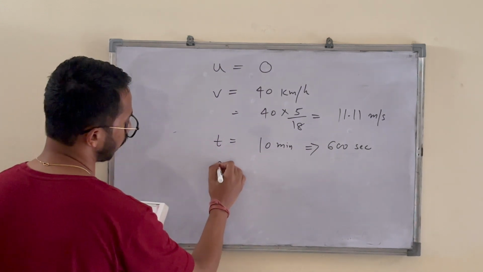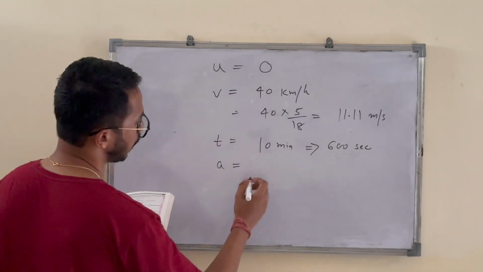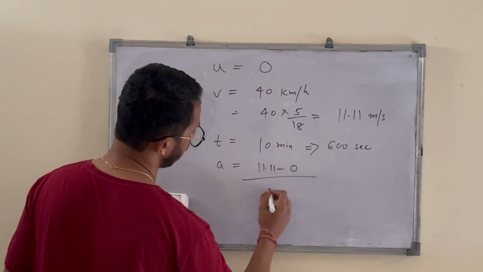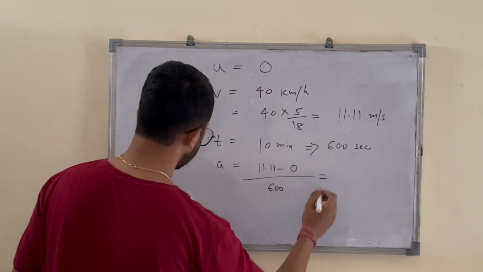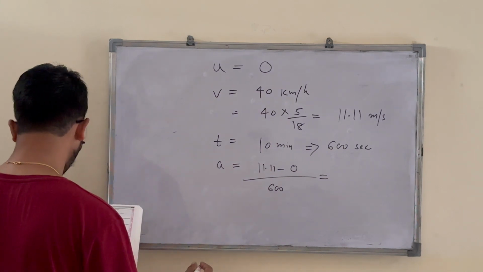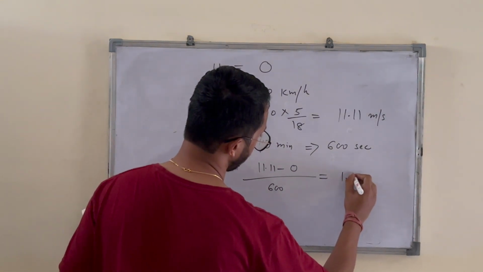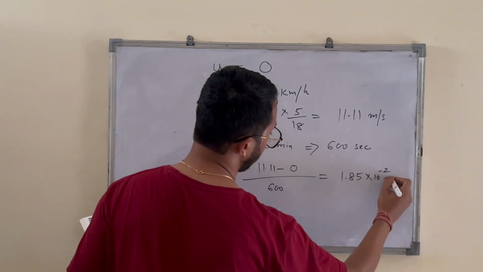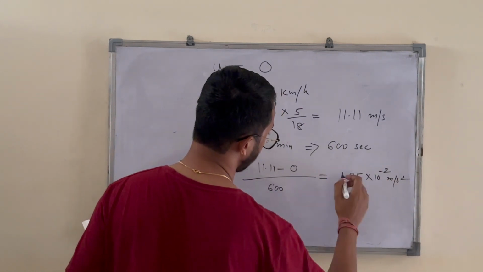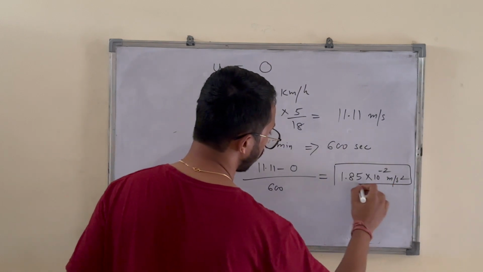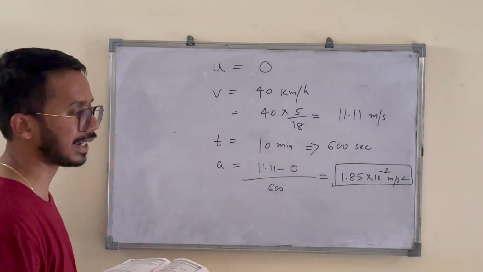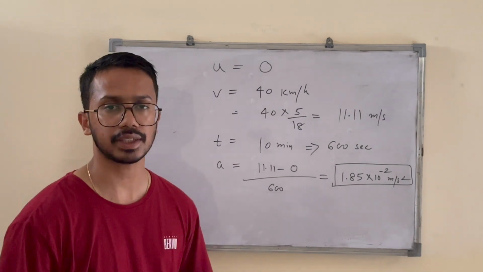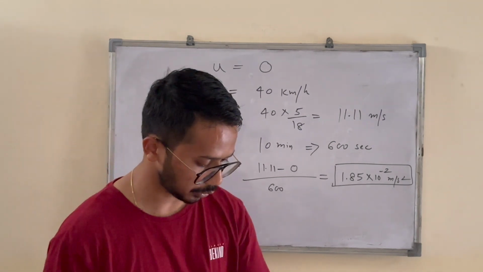Now we have u, the initial velocity, v, the final velocity, and time, 600 seconds. So acceleration is change in velocity upon time. That is 11.11 minus 0 divided by 600, which gives us 1.85 into 10 raised to minus 2 meter per second square. So our train is accelerating at the rate of about 0.0185 meter per second square. Alright, now the next question.